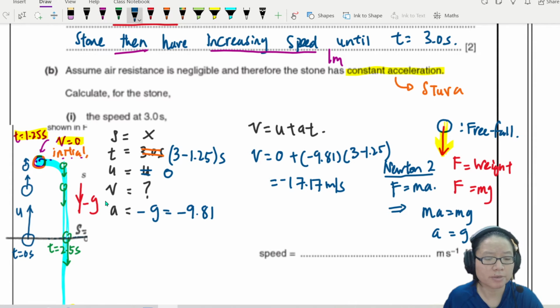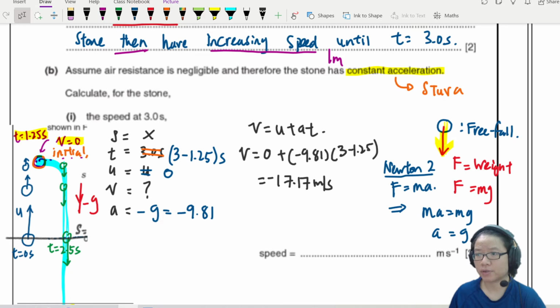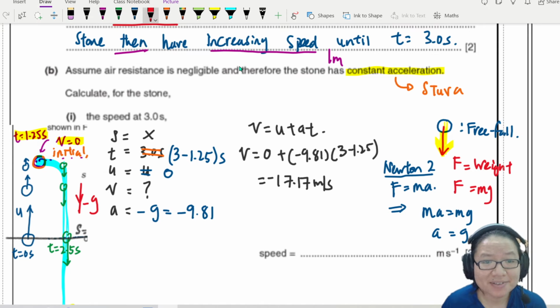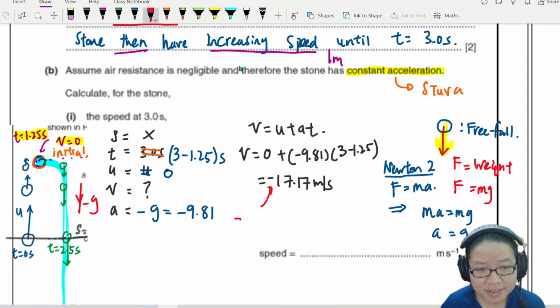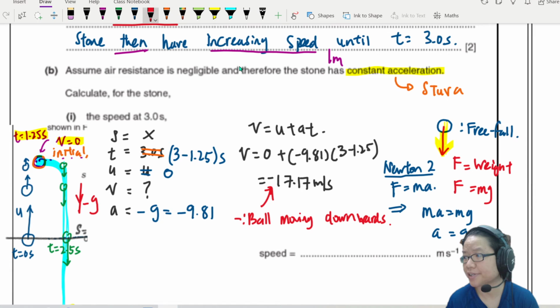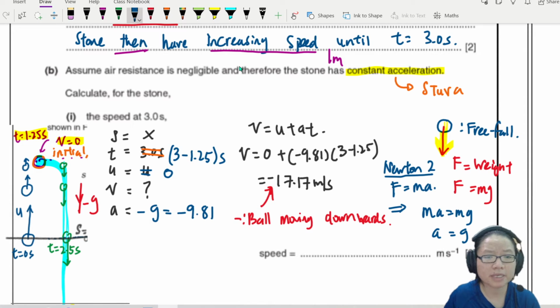All right, let me try to change color first. Okay, so negative sign here. What does this negative sign mean? Remember I say examine the negative sign. This negative sign here means the ball is moving downwards, in the downward direction. Okay, 17.2.